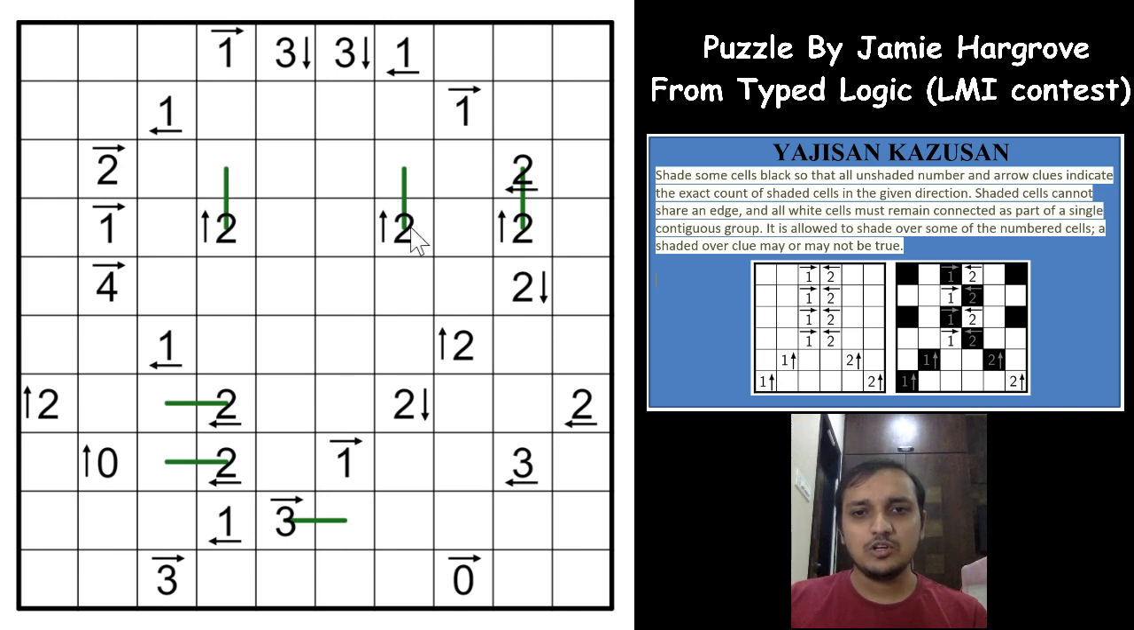Same way for the 2. So 2 multiplied by 2 is 4, and subtracting 1 is 3. So you have exactly 3 cells in that direction, right? Same way for the 3. 3 multiplied by 2 is 6, minus 1 is 5, which means you have exactly 5 cells pointed to by the arrow, excluding the number cell. So that is the other way to see the logic.